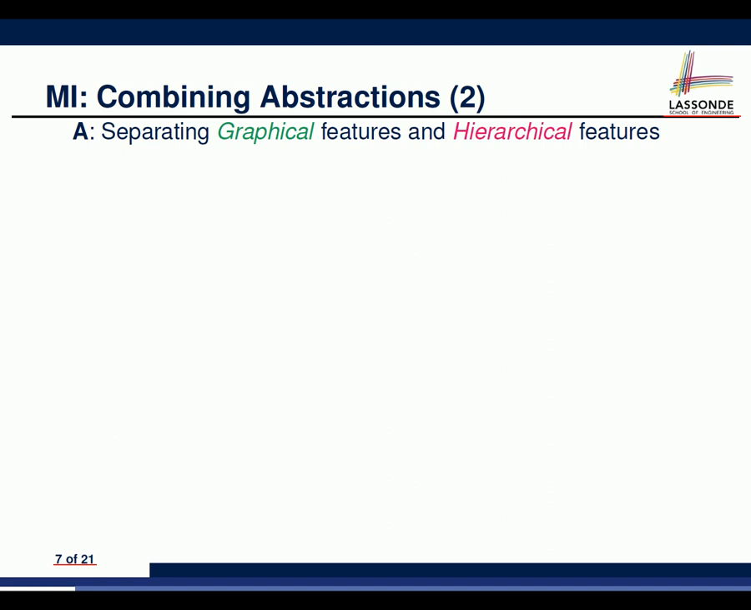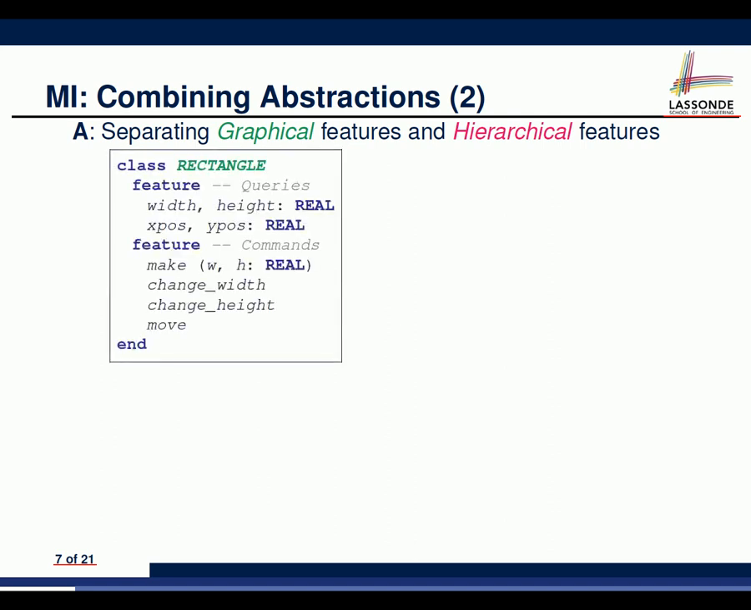Okay, so we got enough warm up for multiple inheritance. Let's say we have one class over here called rectangle. This class contains all the graphical features for a rectangle. So we got width, height, x position, y position. We got a constructor make, which will give the width and height, and also change the width, change the height, and move. Okay? Just one single class.